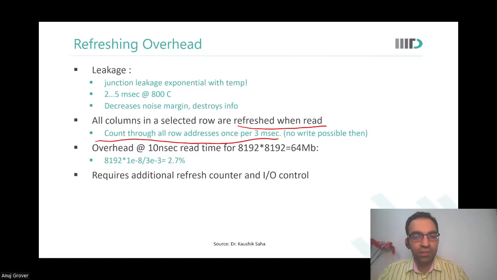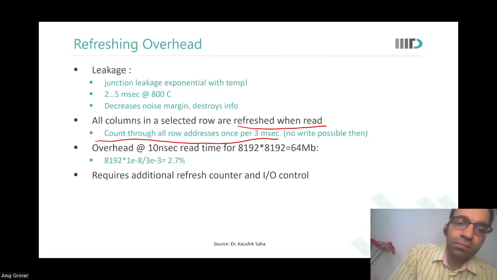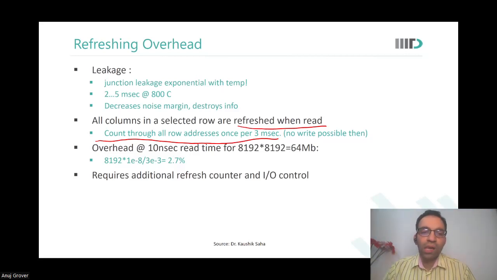Are you with me? Are you able to see this? Yes, sir. This also gives a brief quick calculation. If there is an 8192 cross 8192 array and every access is 10 nanoseconds, how much total time is lost in refresh? So that overhead is also being calculated. Is that okay? Any questions?